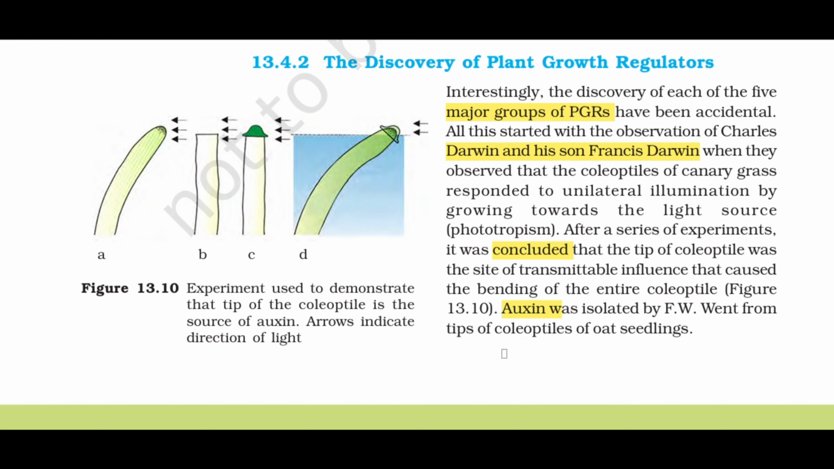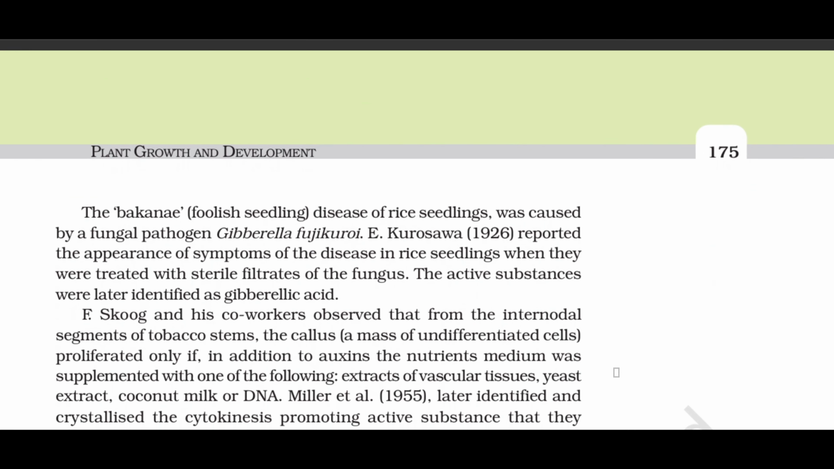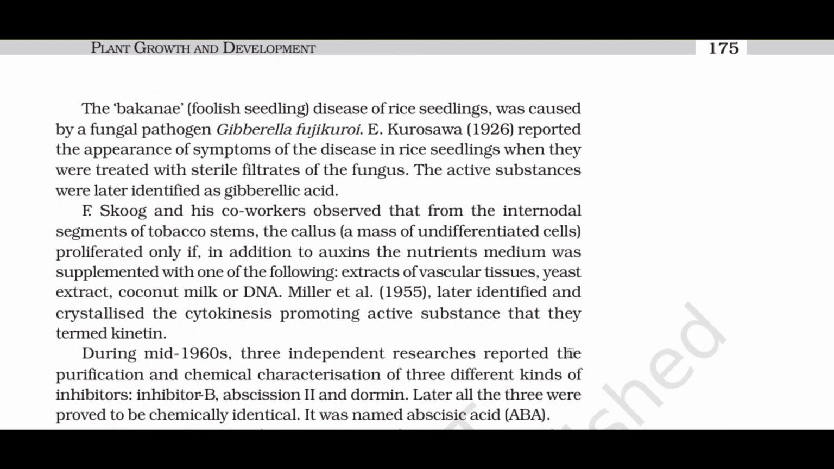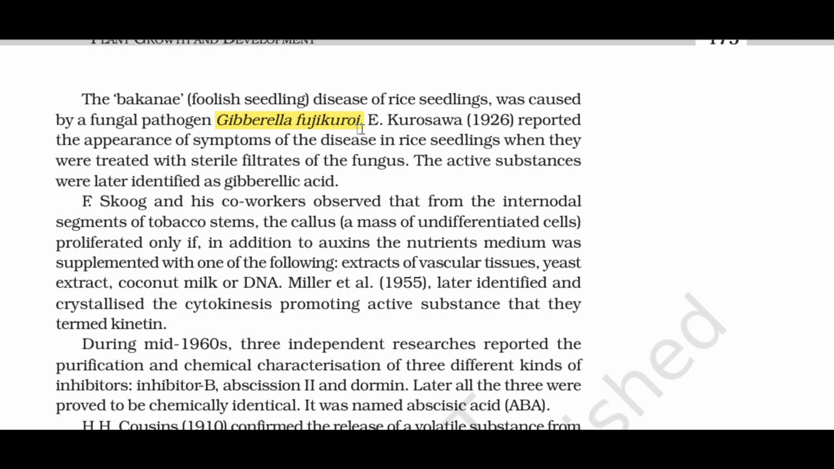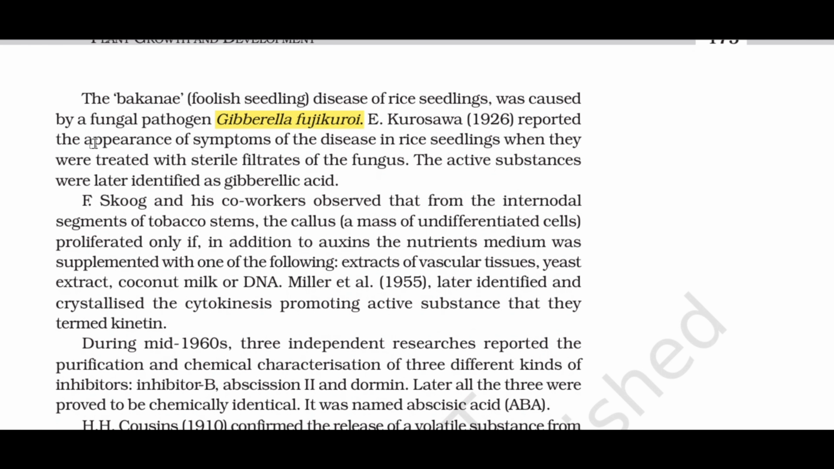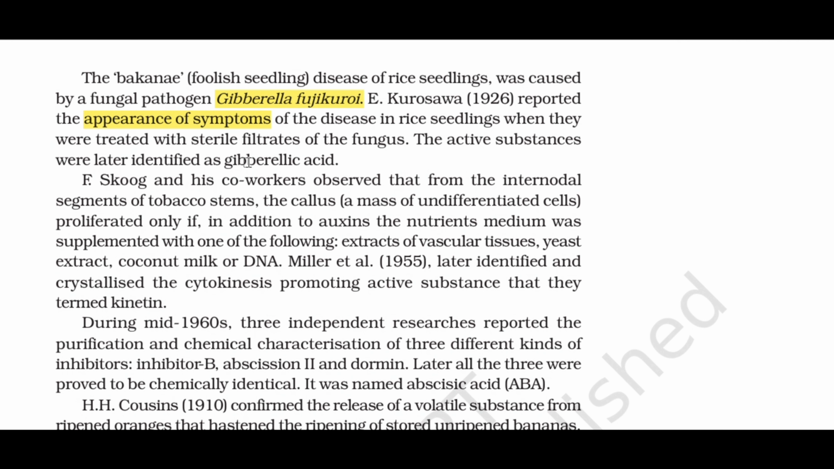Auxin was isolated by F.W. Went from tips of coleoptiles of oat seedlings. The bakanae, foolish seedling, disease of rice seedlings was caused by a fungal pathogen, Gibberella fujikuroi. E. Kurosawa, 1926, reported the appearance of symptoms of the disease in rice seedlings when they were treated with sterile filtrates of the fungus. The active substances were later identified as gibberellic acid.